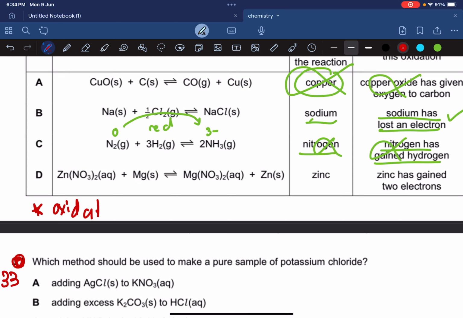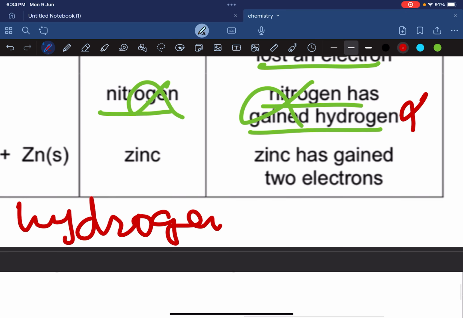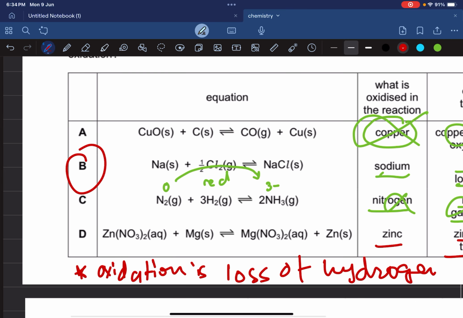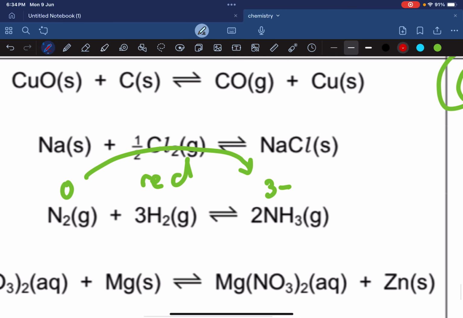Oxidation is loss of hydrogen. Okay, oxidation is always loss of hydrogen. That is incorrect. Okay, zinc has gained. Gain is never oxidation, it's reduction. So it's option B. But if you have to check the equation as well, let's check out the equation.